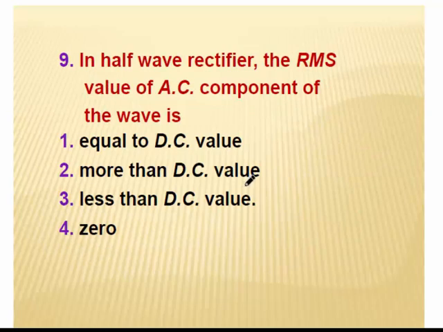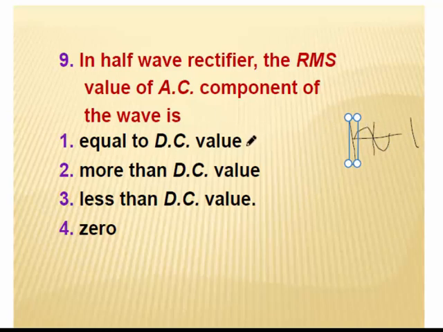Ninth one. The eighth one is skipped, now I will go for the ninth one. In a half-wave rectifier, the RMS value of the AC component of the wave is... If you take either a half-wave rectifier or a full-wave rectifier: in a half-wave rectifier, only half of the cycle is converted into DC. In a full-wave rectifier, both cycles, negative as well as positive, are converted into DC.